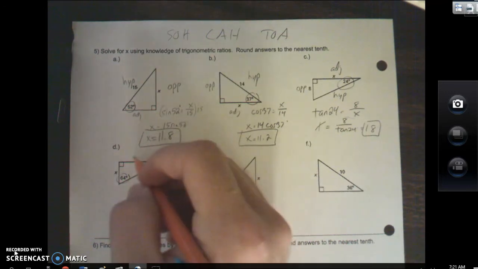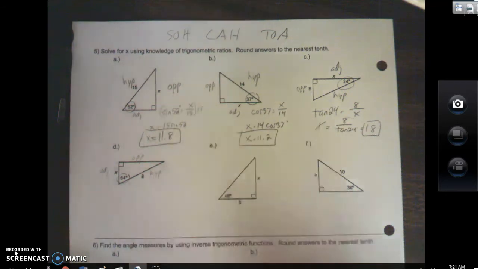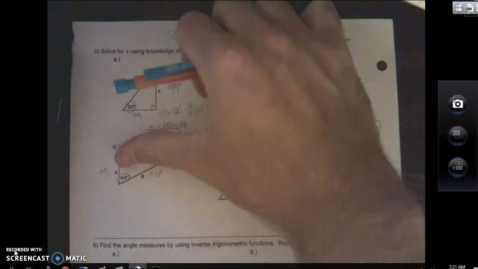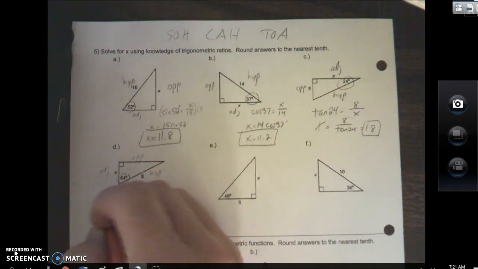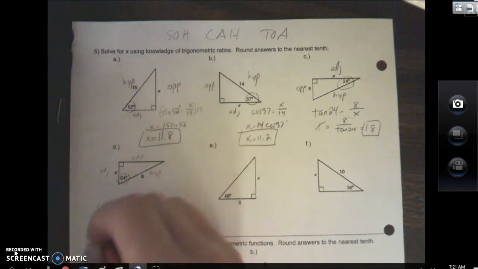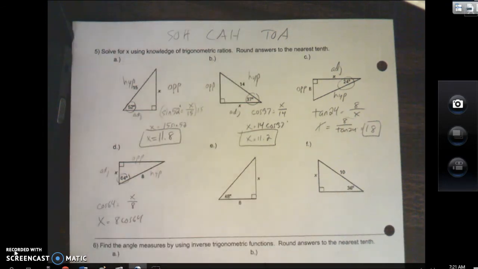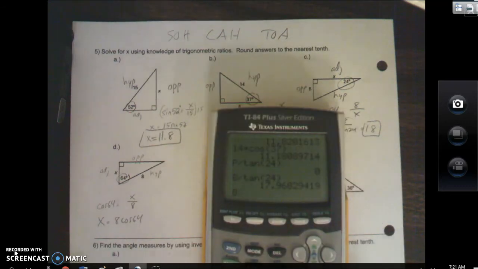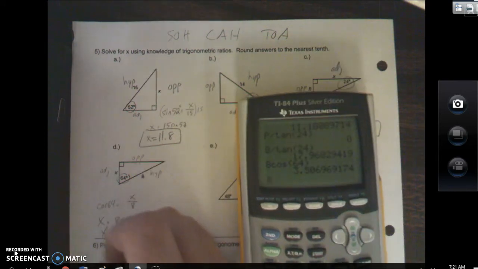Okay, here's opposite. Here's adjacent, here's hypotenuse. I don't have the opposite, so I have A and H. A and H is cosine. Cosine 64 equals A over H. Multiply both sides by 8. 8 cosine 64 is 3.50, 3.5.